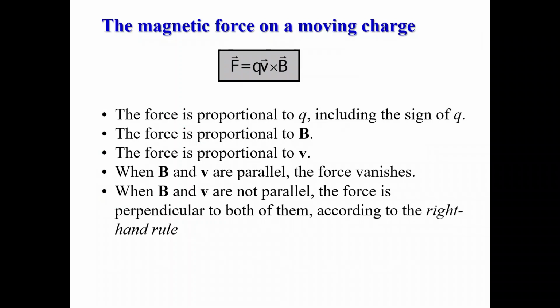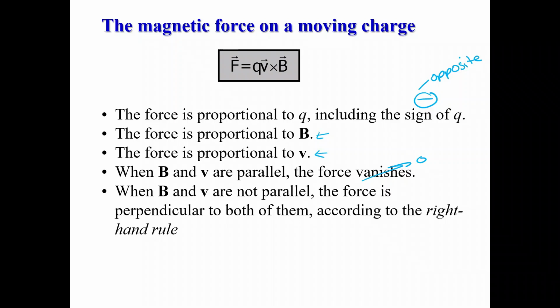The force is proportional to Q, including the sign of Q. Remember that the sign, whether it's positive or negative, negative is basically going to mean opposite. So you're going to get the same magnitude of force, but the direction of the force will be exactly opposite if you have a negative charge versus a positive charge. The force is proportional to the magnetic field B, so if you double the magnetic field, you double the force. Double the charge, double the force. It's proportional to V, double the velocity, double the force. And when B and V are parallel, the force is 0. Vanishes means go to 0.